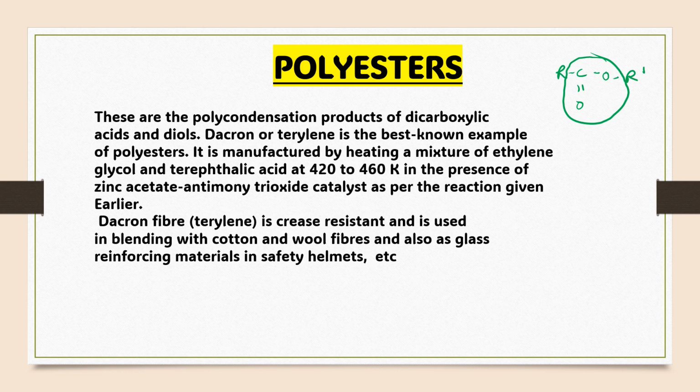Terylene or Dacron is the best known example. What we have to remember is the catalyst of the terylene or Dacron preparation reaction: zinc acetate, antimony trioxide catalyst. And the temperature is 422 to 460 Kelvin. Let's see within the next slide.